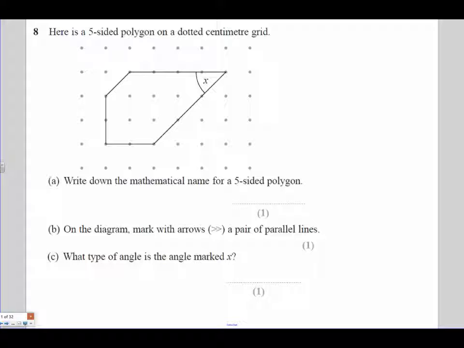Question 8. Here is a 5-sided polygon on a dotted centimetre grid. Write down the mathematical name for a 5-sided polygon. Well, for any 5-sided polygon, it is a pentagon, much like the building in the United States. The one we're looking at here is what we would call an irregular pentagon, because all of the sides are different lengths.